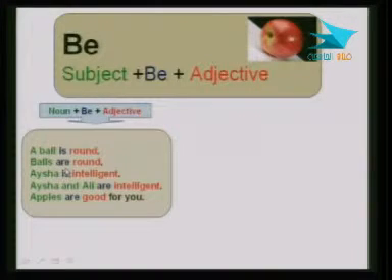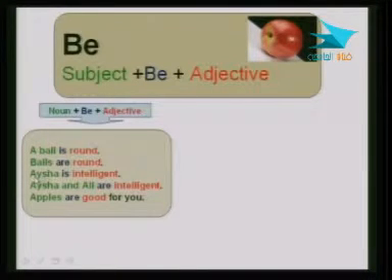Balls are round. Notice that the subject, ball, which is in green here, comes first. This is the subject. And then the verb be, is, and then the adjective in red color. So a ball is round. Balls are round.